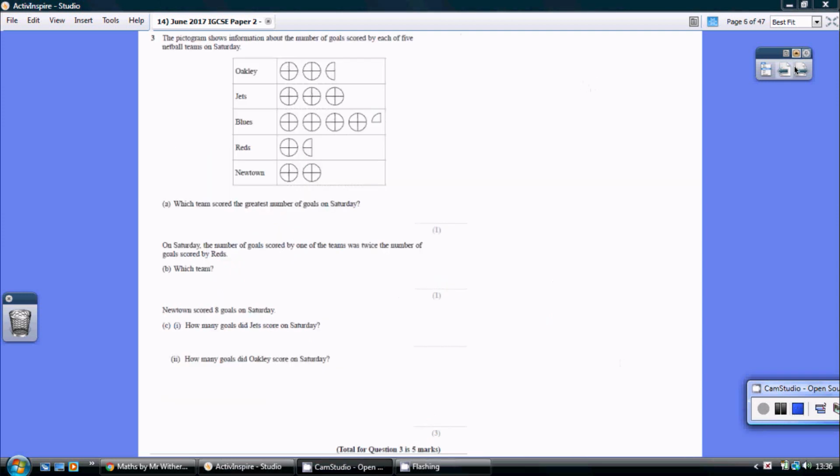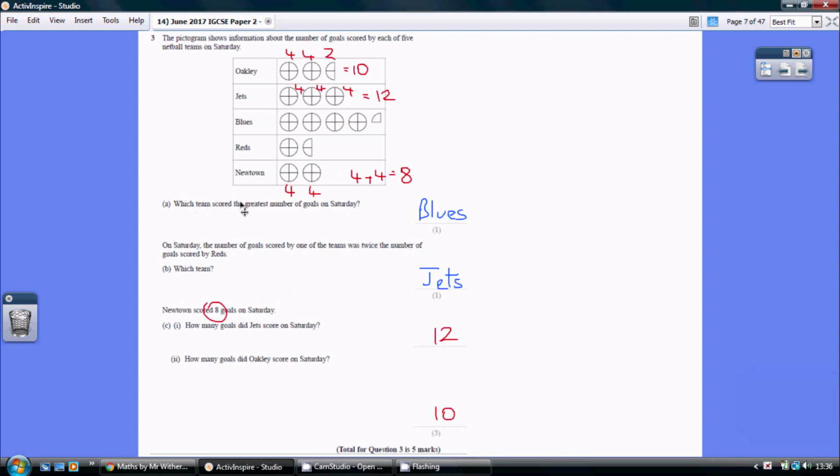Question 3. So which team scored the greatest number of goals on Saturday? Well, we can see the Blues have got 4 1/4 pies, so it's the Blues. On Saturday, the number of goals scored by one of the teams is twice the number of goals scored by the Reds. Which team is it? Well, the Reds have got 1 1/2 pies, so we're looking for the 3 pies, and that's the Jets.